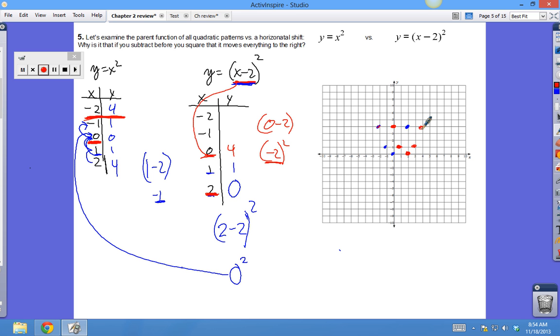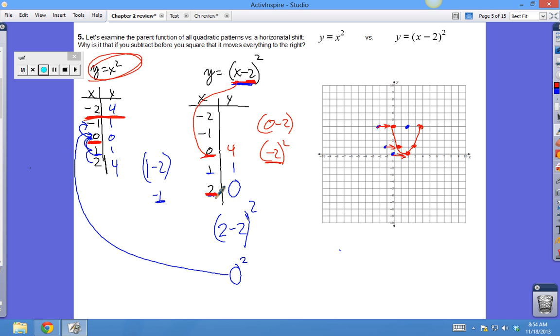So it is taking each point and shifting it right 2 units. So why in the world do you subtract before you square it? It shifts it to the right. And the reason is because when you subtract before you square it, you're actually looking at what was squared 2 times earlier on the original parent function.